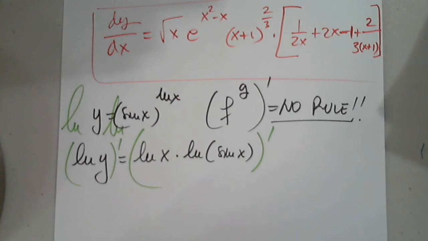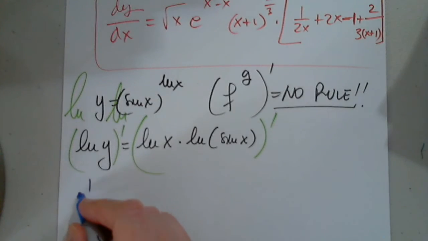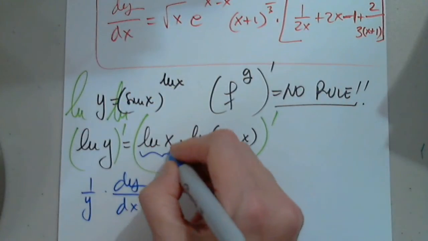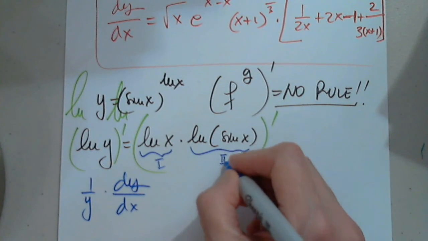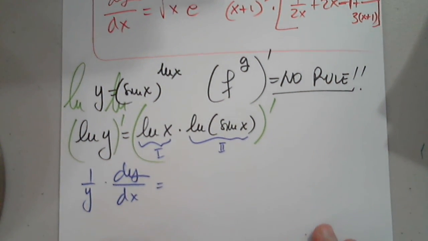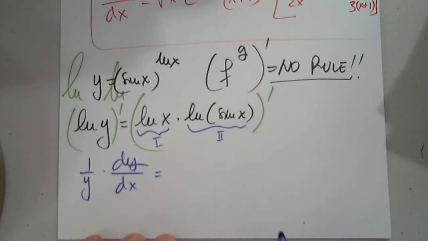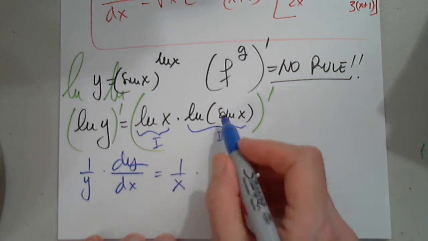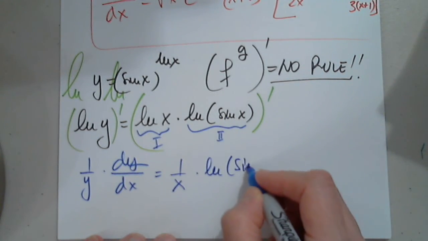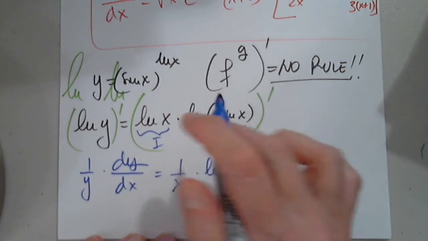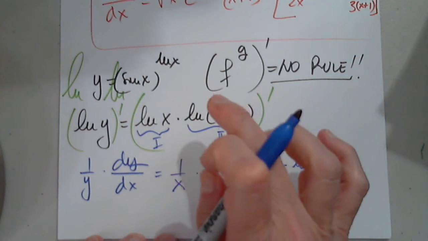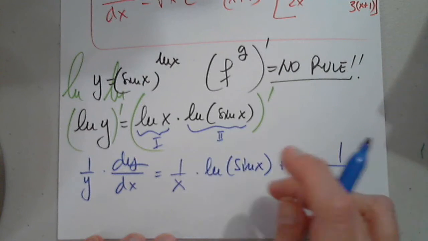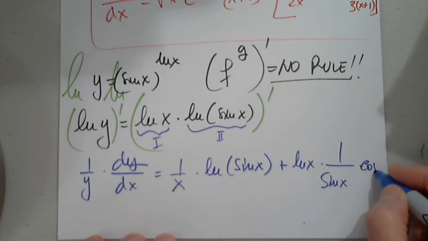So let's see what we get. The left-hand side, you already told me several times, 1 over y times dy over dx. But now here, this is a product. I have the feeling that we did this problem last time, but maybe not. So natural log prime, 1 over x times the second function, plus natural log x times the second function prime, 1 over sine x times the inner function prime, which is cosine x.